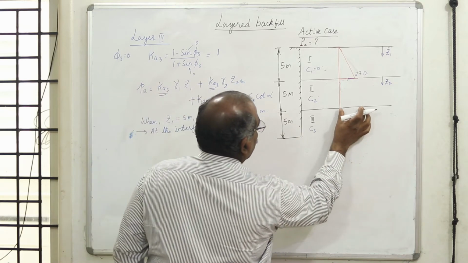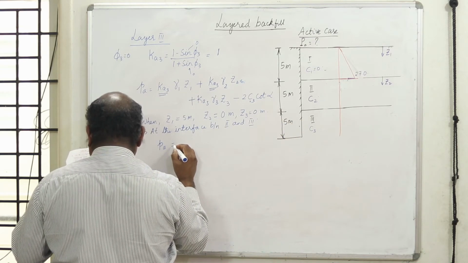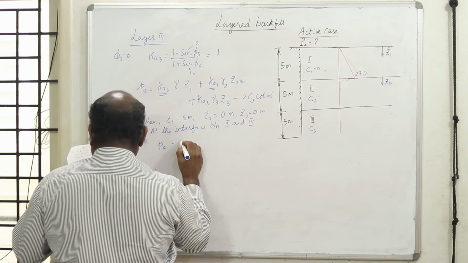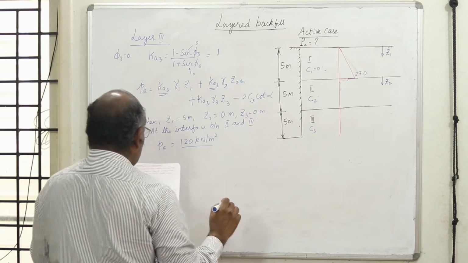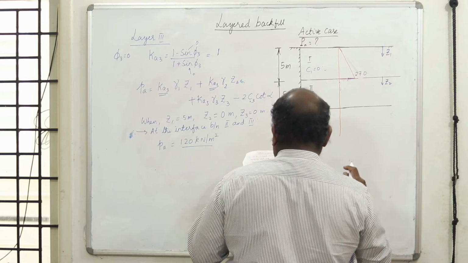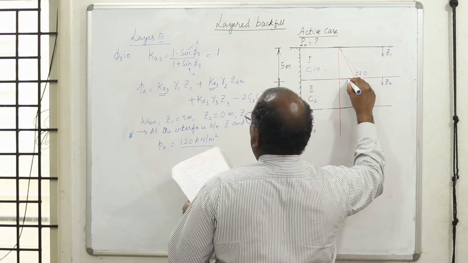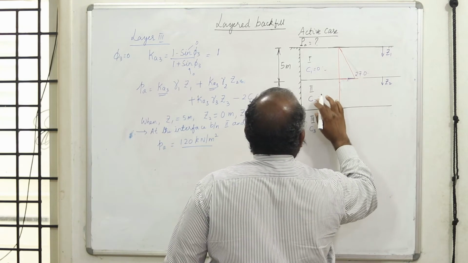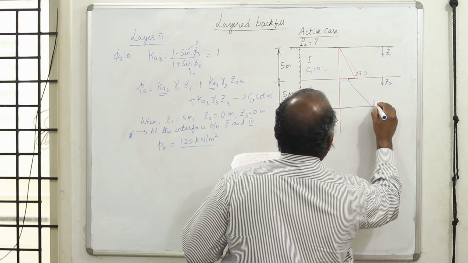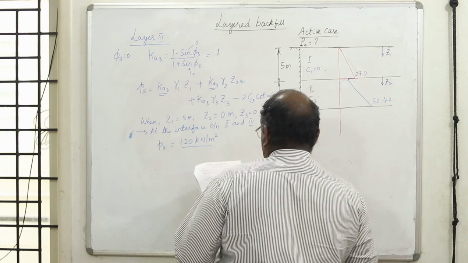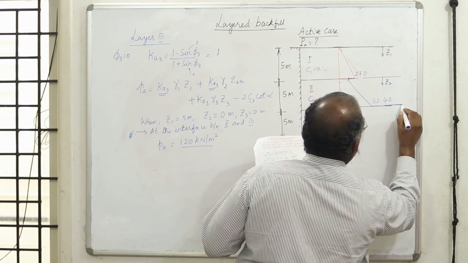So what is the pressure at this position? Then we get, on substitution, P is equal to 120 kilonewton per meter square. Now look here. I think we also missed one more thing. When you substitute Z2 is equal to 5 meters, you get the value 52.42. Now this becomes 120 at this interface. This is 120.